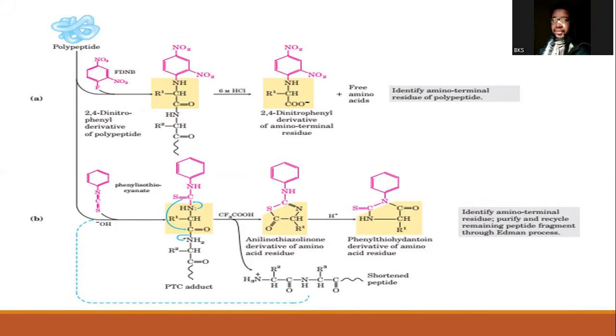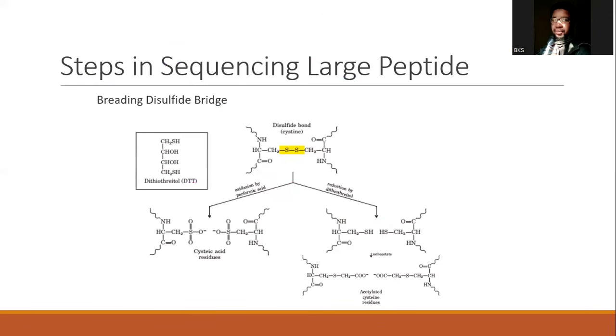Now, if you want to determine the amino acid sequence for a long polypeptide, how are you going to do that? You're going to do that through four different steps. Step number one is breaking of disulfide bonds.